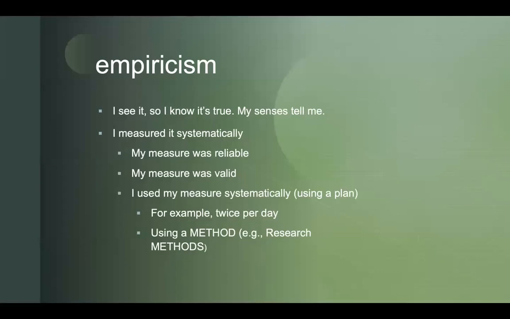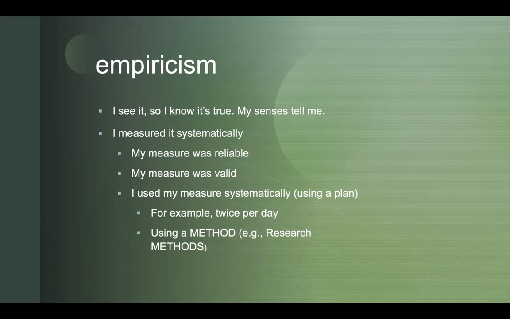Empiricism is the one we'll talk about the most because this is the one that the scientific method is focused on. We use empiricism. Our culture is very, very oriented to empiricism. Not all cultures are as empiricist as we are. And so that's something to know, that it's in part a kind of cultural thing. Western culture is very empirical. Empiricism means basically I see it, so I know it's true. I can see it in front of me, show me the data. That's an empirical statement. My senses tell me.